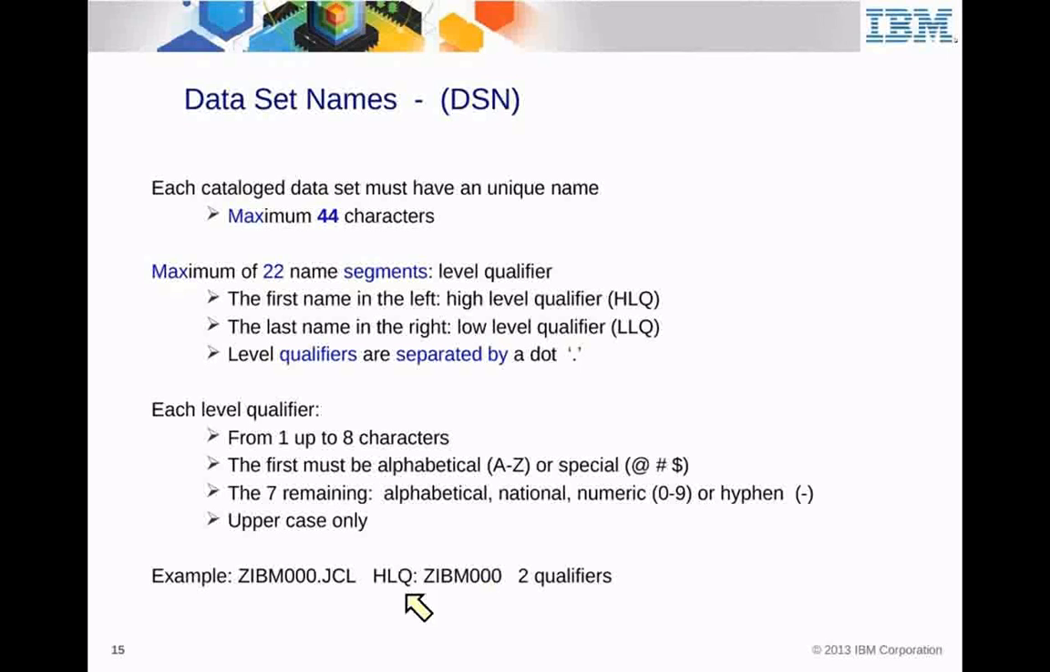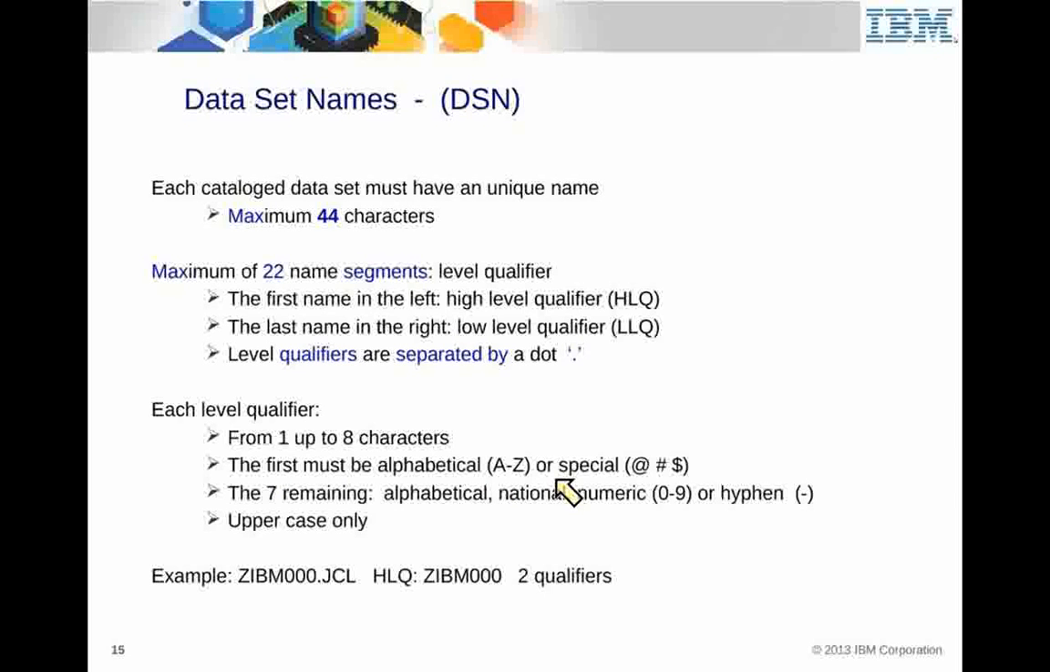The high-level qualifier, HLQ, is ZIBM000. So that is a segment. The first name on the left is considered the high-level qualifier. Then the dot will separate the high-level qualifier from other qualifiers. The very last qualifier is considered the low-level qualifier. Everything in between is considered a middle-level qualifier. So these qualifiers can be from 1 to 8 characters.